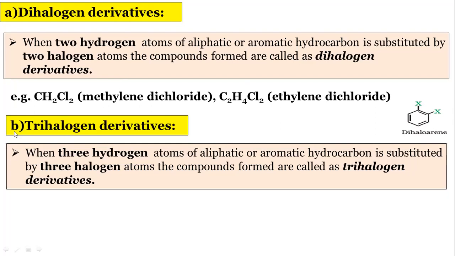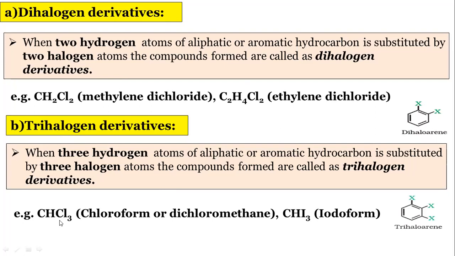Now, trihalogen derivatives. As the name indicates, in trihalogen derivatives three hydrogen atoms of aliphatic or aromatic hydrocarbon are substituted by three halogen atoms. See the example here. Three hydrogen atoms are replaced with three halogens: chloroform, iodoform. In case of chloroform, the halogens replaced are chlorine.